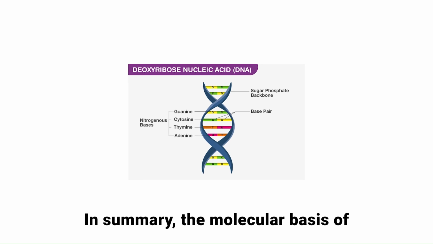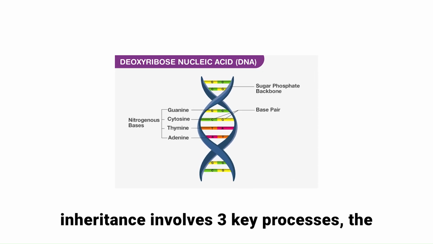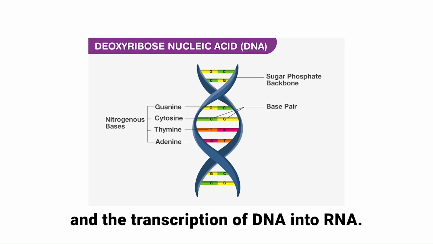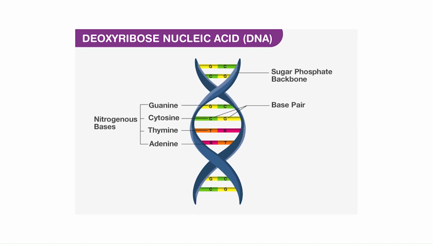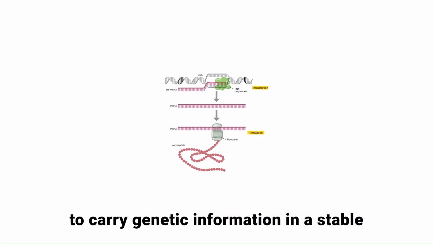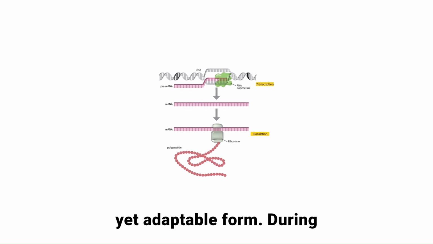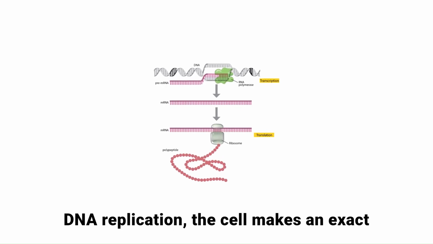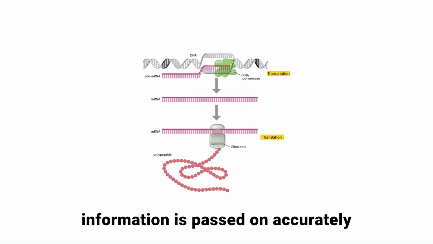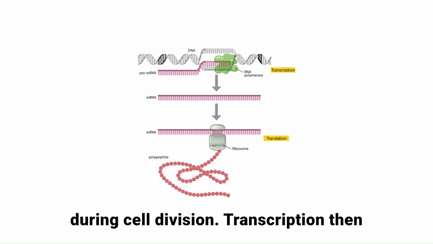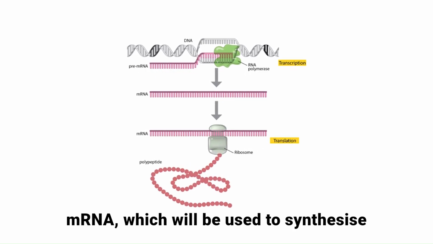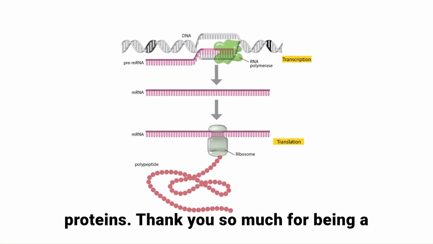In summary, the molecular basis of inheritance involves three key processes: the structure of DNA, the replication of DNA, and the transcription of DNA into RNA. DNA's double helix structure allows it to carry genetic information in a stable yet adaptable form. During DNA replication, the cell makes an exact copy of its DNA, ensuring that genetic information is passed on accurately during cell division. Transcription then converts the information in DNA into mRNA, which will be used to synthesize proteins.